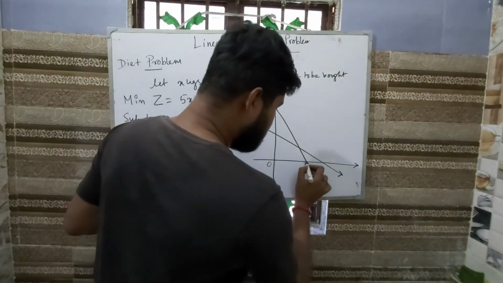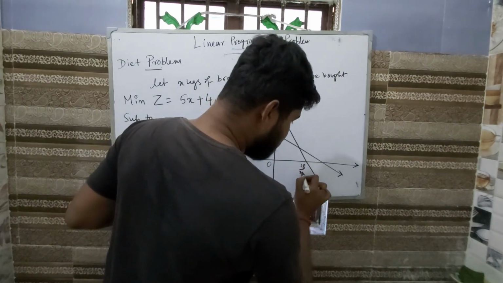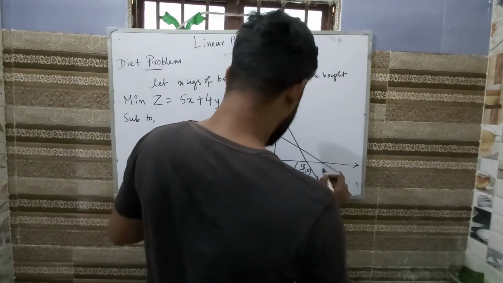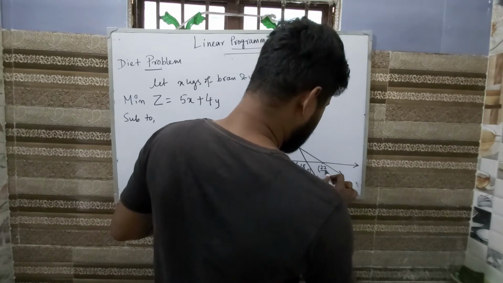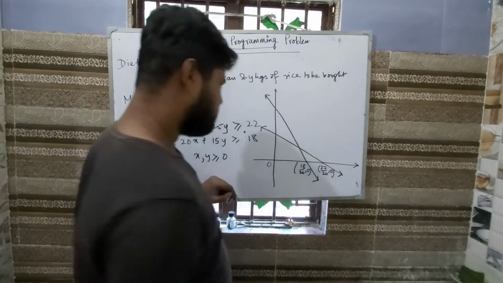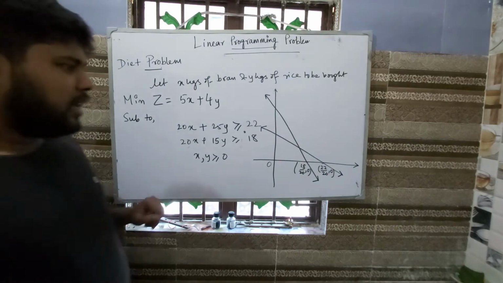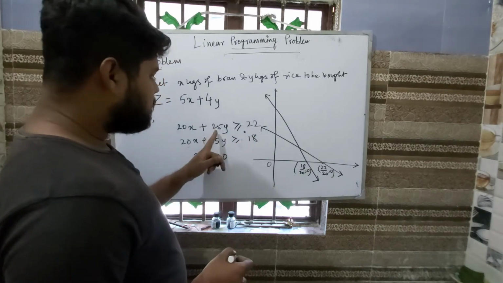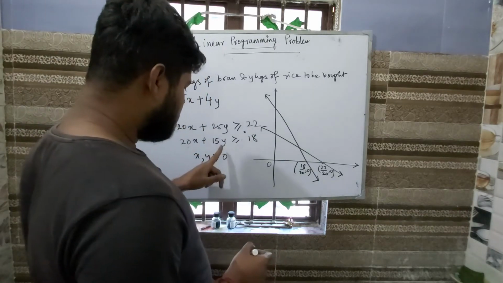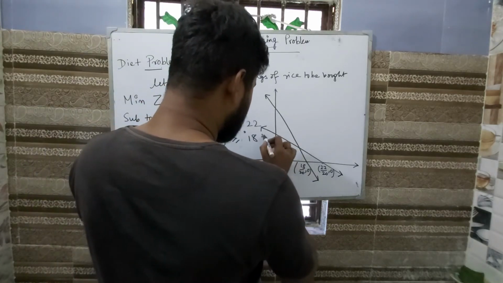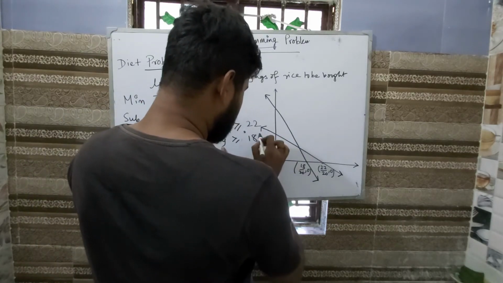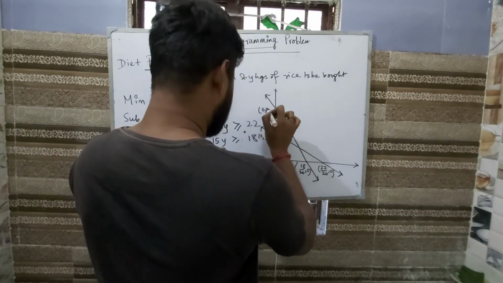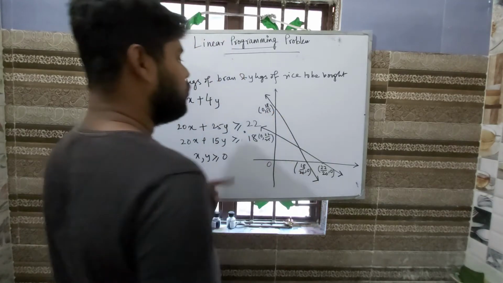So let me just write this down. So this point is 18 by 20 comma 0, and this point is 22 by 20 comma 0, right? And this is 22 by 25 and this is 18 by 15. So this is 22 and this point is, right?